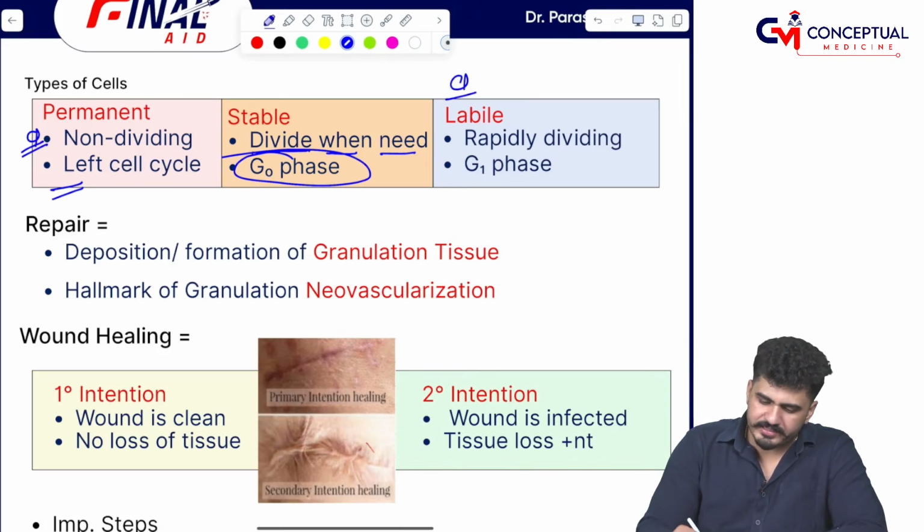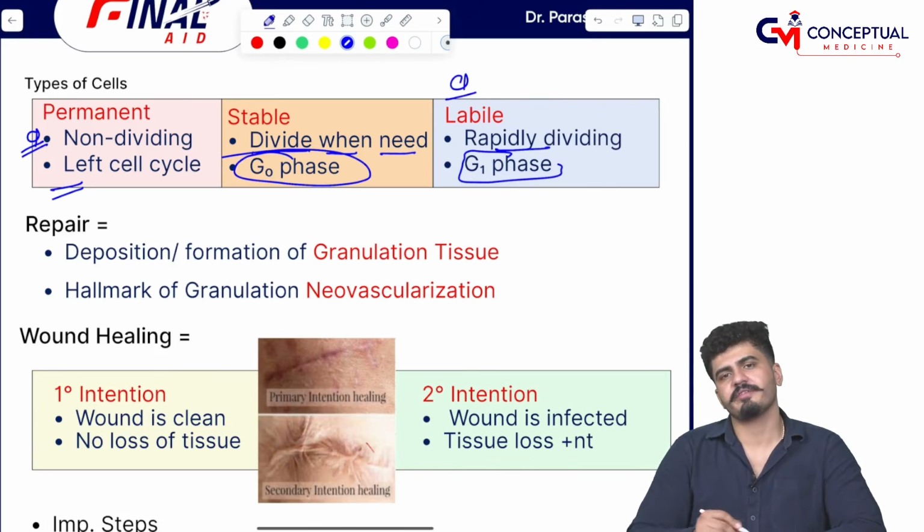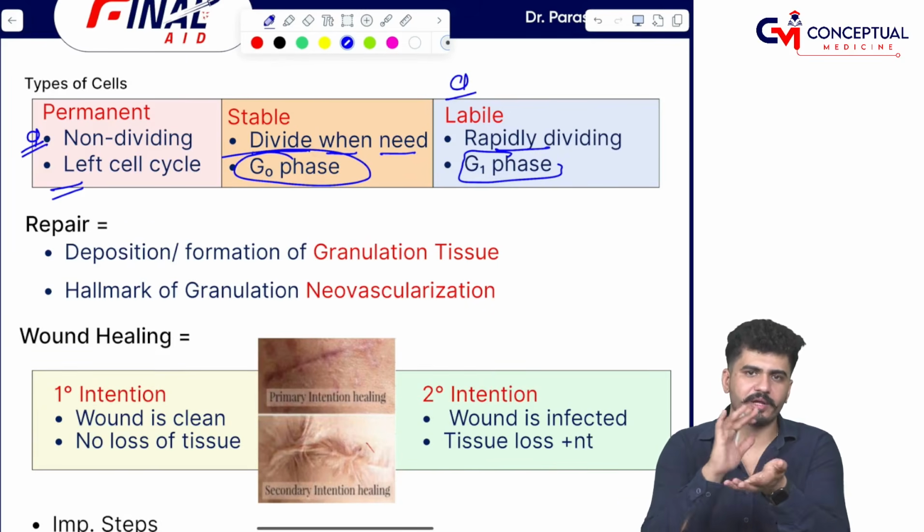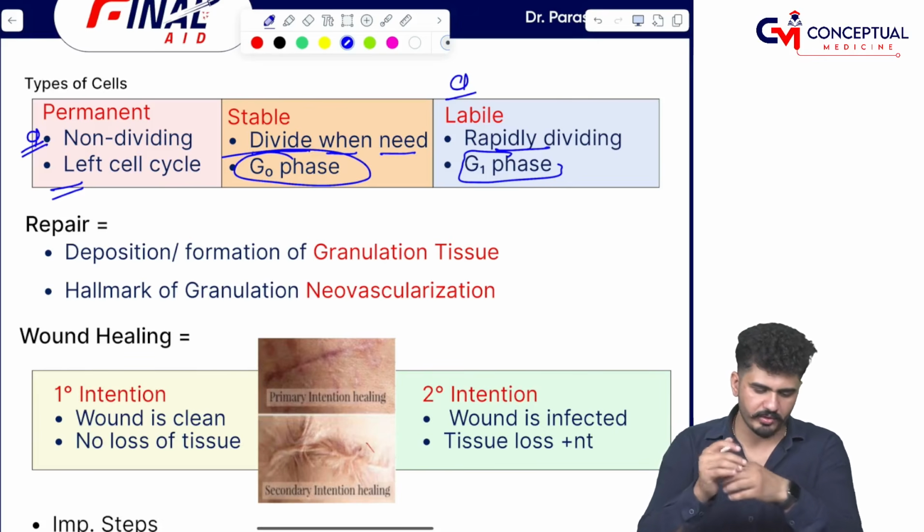Now labile cells are rapidly dividing. They are in the G1 phase. Like epithelium cells are there. They are rapidly dividing cells. नया आएगा, पुराना जाएगा. Like this silsila is going on, my dear friends.